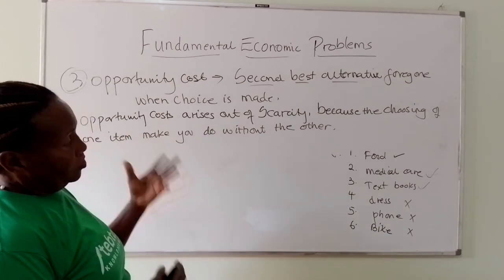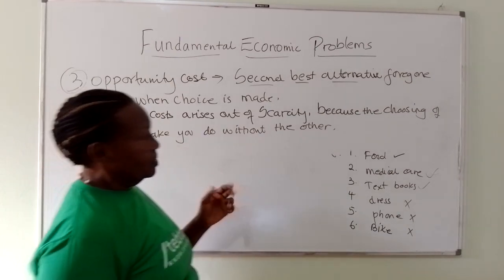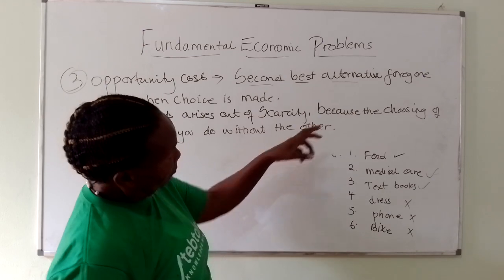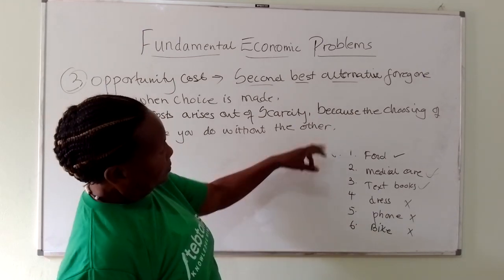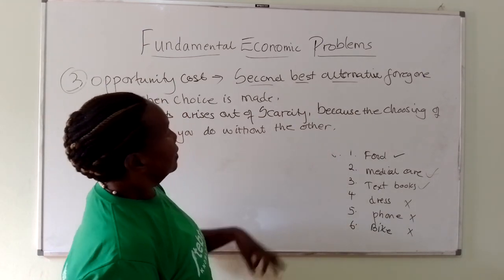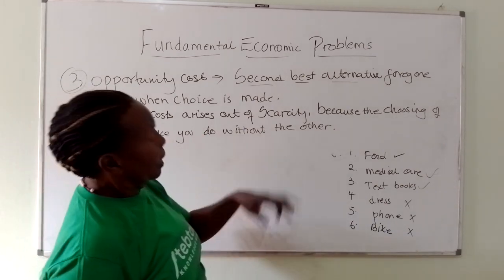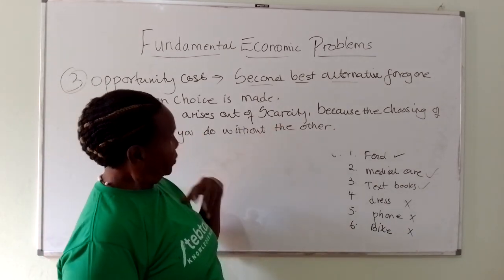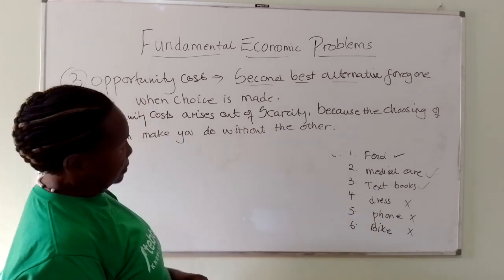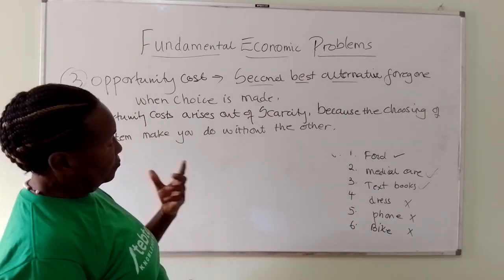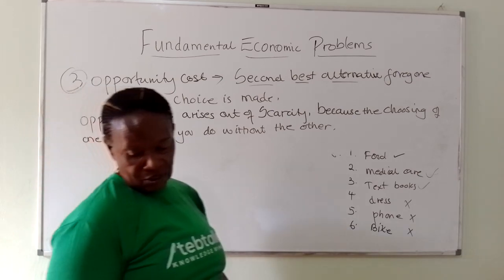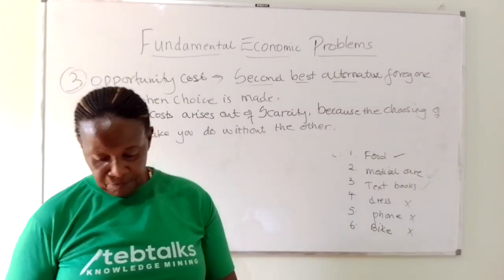Resources are scarce. They are not enough. Otherwise, you would have been able to buy it and everything. But you have to make a choice. Choose what is important out of your scale of preference. And whenever you make a choice, there are certain items you do without, and those you do without become your opportunity cost arising out of making a choice. So that is very important.